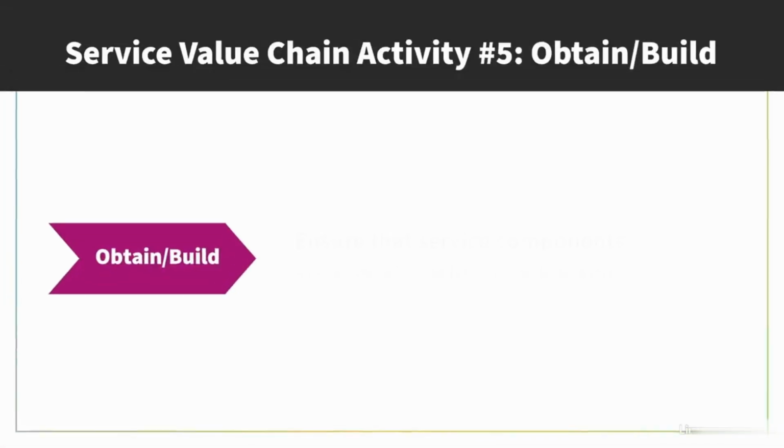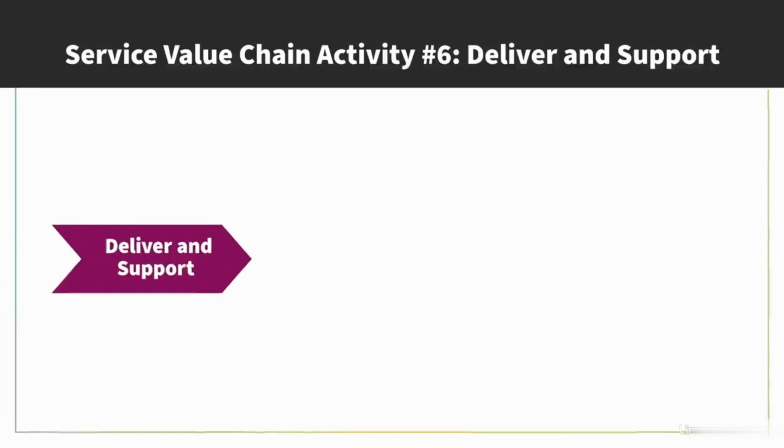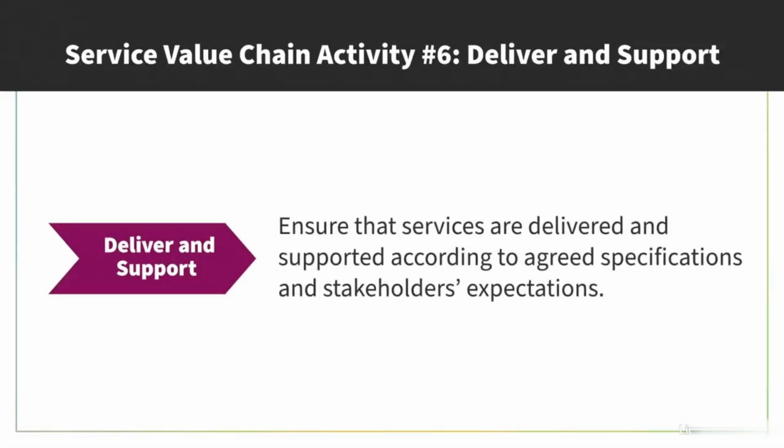ITIL 4 combines what ITIL V3 had separated, design and transition, in value chain activity number 4. Now here in activity number 5, it breaks out what had been part of the ITIL V3 design phase. Obtaining and building service components has a different activity. Lastly, we have the 6th ITIL 4 service value chain activity, deliver and support. It's roughly equivalent to the ITIL V3 service operations lifecycle phase.